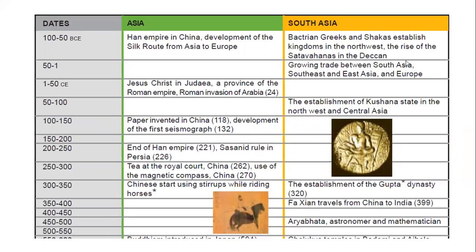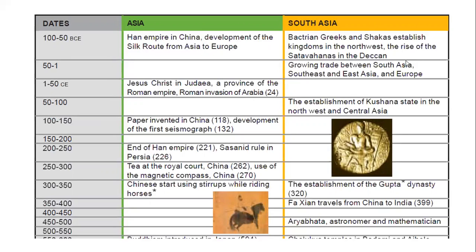100 to 150 years, we see paper was invented in China and development of the first seismograph. Then we see the end of the Han Empire and Sassanid rule in Persia. There is tea at the royal court. China, use of magnetic compass. Chinese start using stirrups while riding horses.